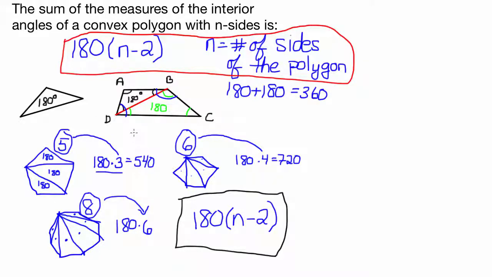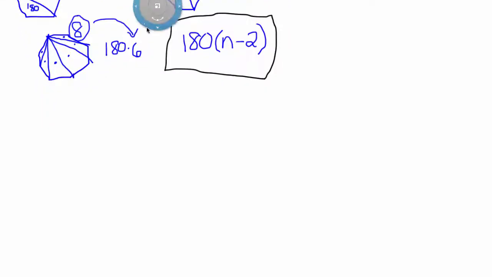Now, I always told my students I hated it when you memorize formulas, because then I feel like, what if you forget the formula on the test, or what if you memorize it wrong? You can always draw it out. Let's say you're on a test and you're like, oh my goodness, I have this weird funny looking shape and I forget the formula for the sum of the measures of the interior angles of a convex polygon. Well, that's fine.